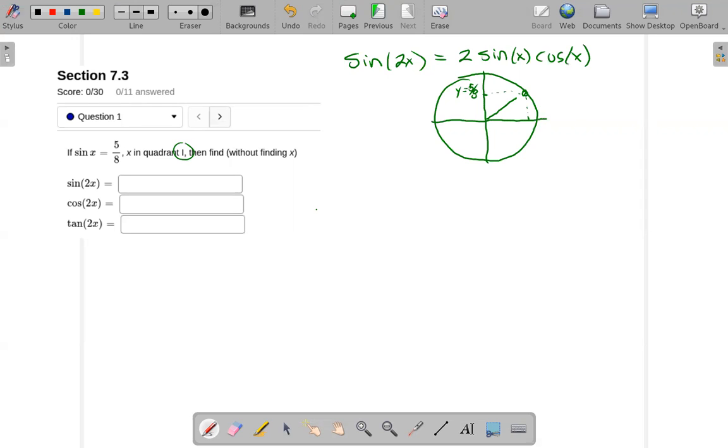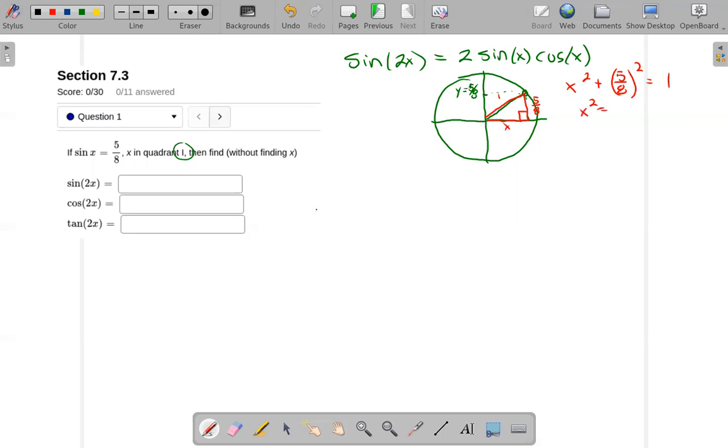And so we have a right triangle here. So isolate that. And I need to know what the x value is if the radius is 1 and the y value is 5/8. And so Pythagorean theorem figures that out for us. x squared plus 5/8 squared is equal to 1.